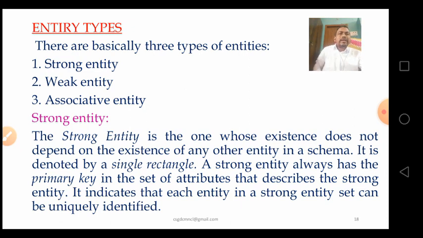A strong entity always has the primary key. The primary key is the set of attributes that describes the strong entity. It indicates that each entity in a strong entity set can be uniquely identified. Uniquely identified, that is strong entity.